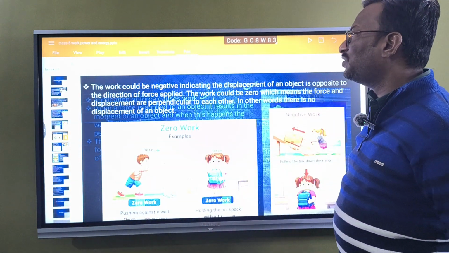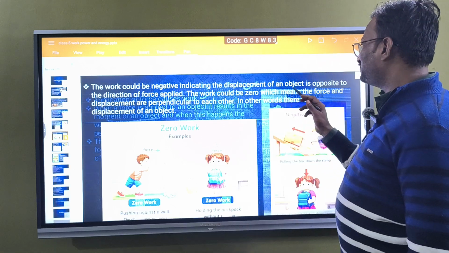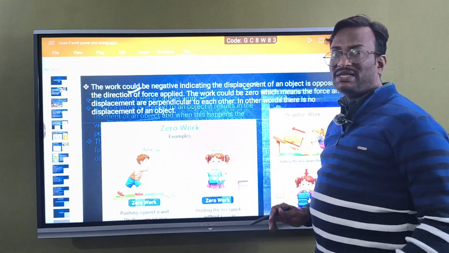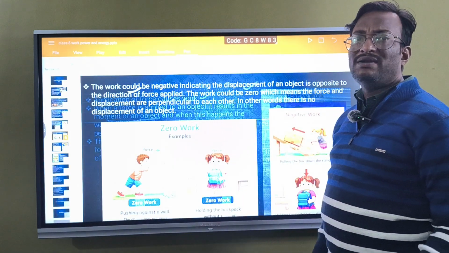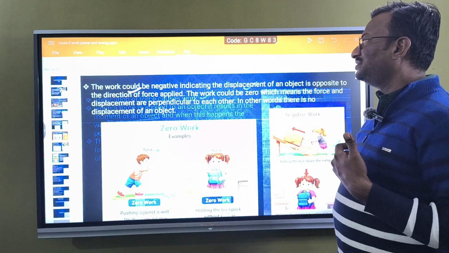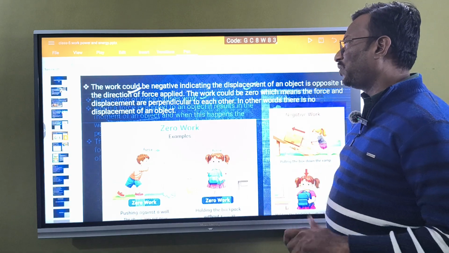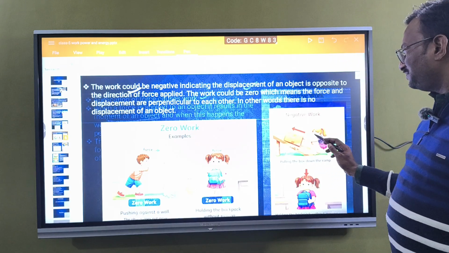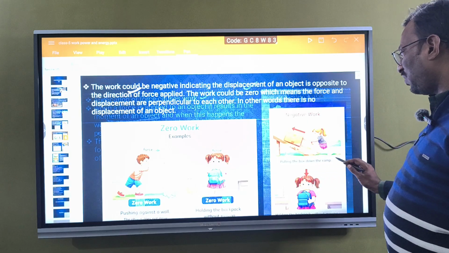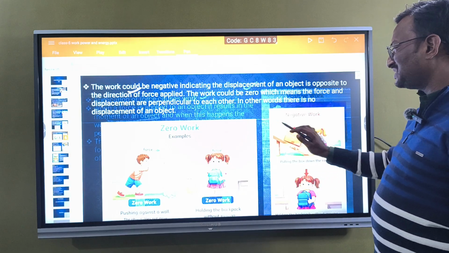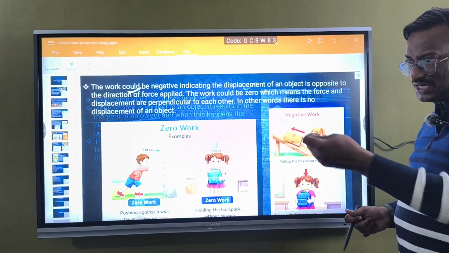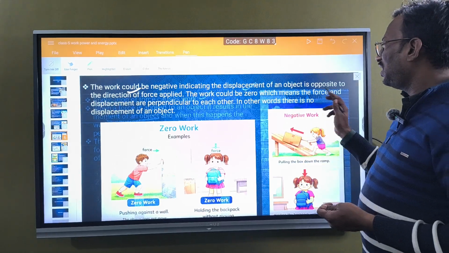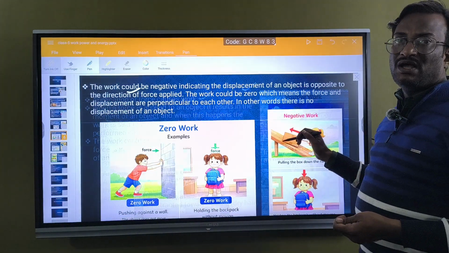And the next one is, the work could be negative, indicating the displacement of an object is opposite to the direction of force. If you apply force in one particular direction and the displacement is in the opposite direction, then that is called negative work. For example, see here, negative work, pulling the box down the ramp. There is a ramp here, ramp means sliding. So when we pull the box down, then it is what is known as negative work.